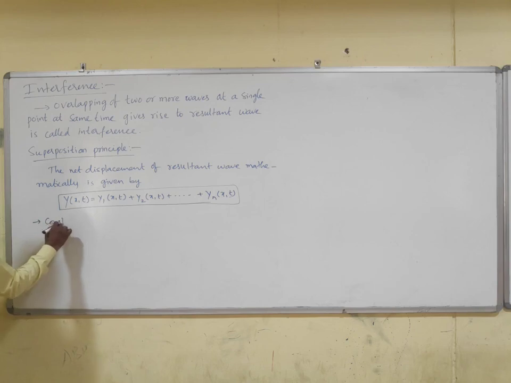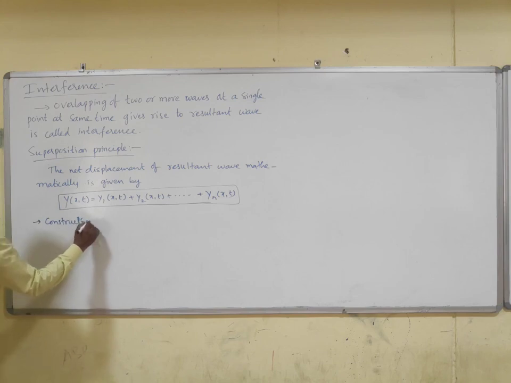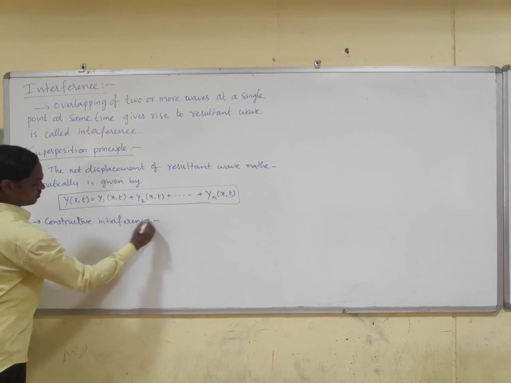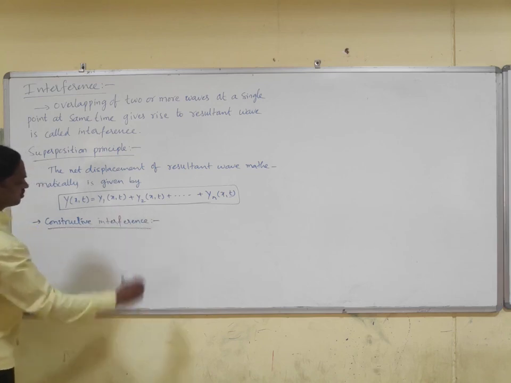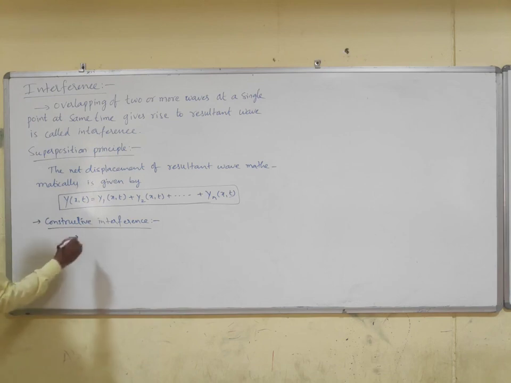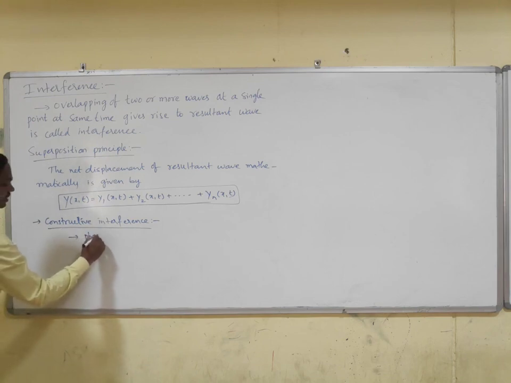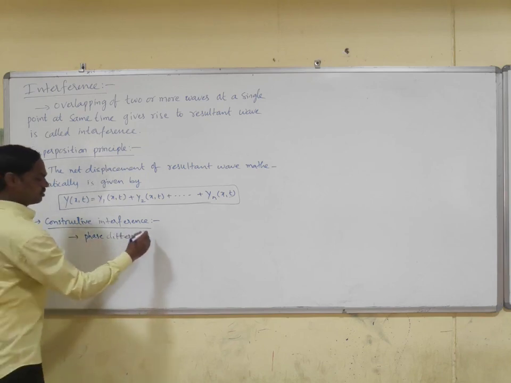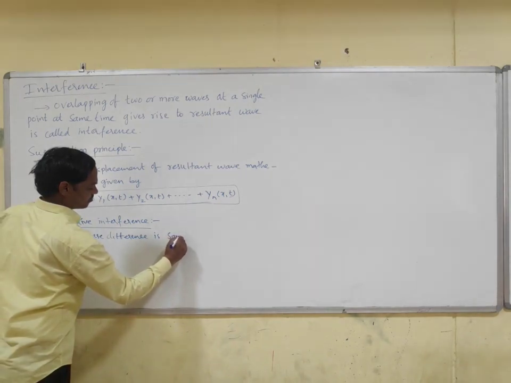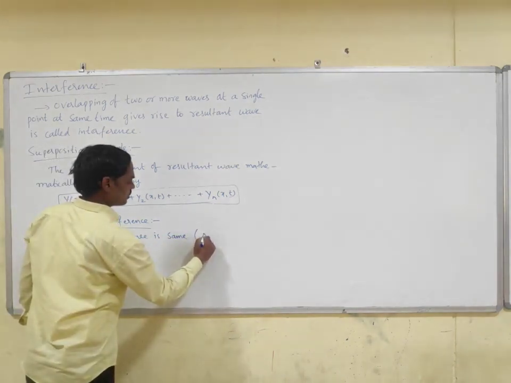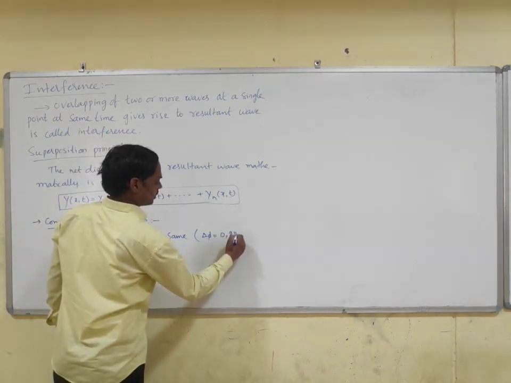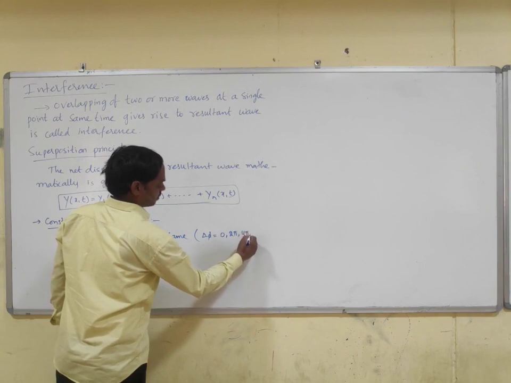constructive interference. Constructive means phase difference is the same. For example, delta phi is the phase difference. It may be 0, 2 pi, 4 pi and so on.